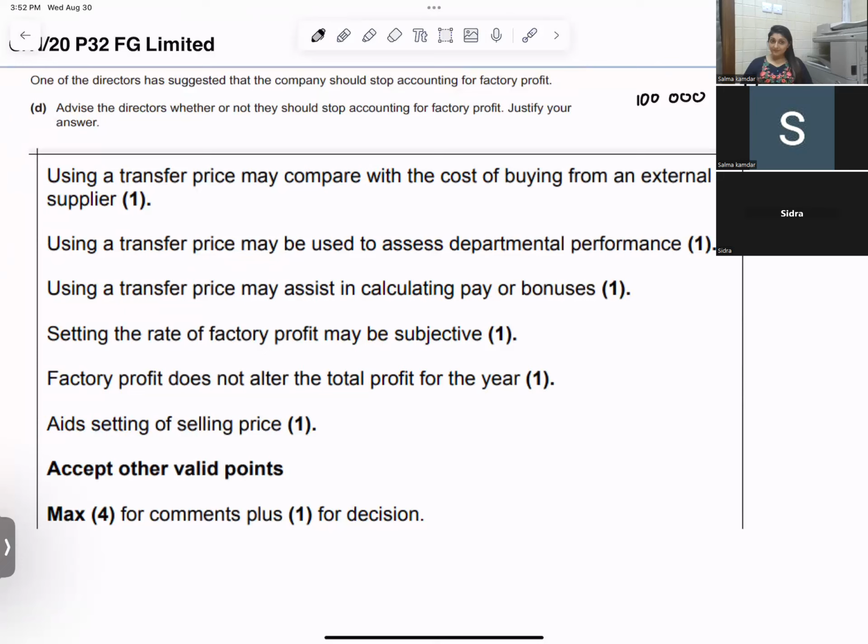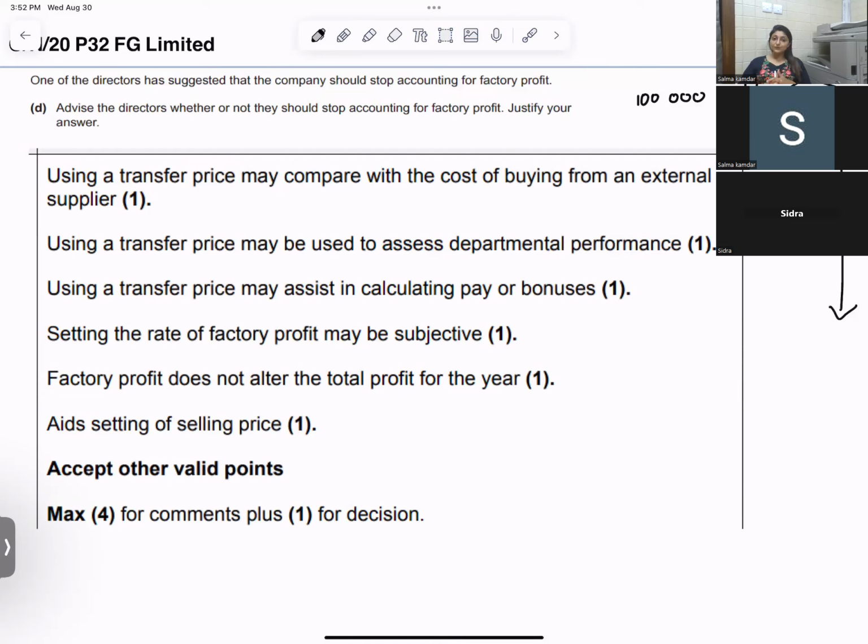Another thing is that when you transfer the goods at a transfer value, you will come to know separately the profit that you're earning because of trading. Based on that trading profit, you can give bonus to your employees if you want to. So you can differentiate between your profit from manufacturing and from your trading.